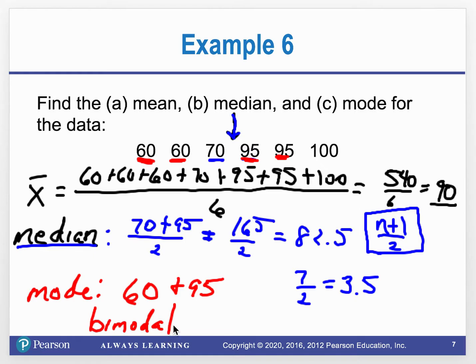It depends on the text you go with. Sometimes they'll allow 3 modes, but in my personal opinion, once you get more than 3 modes, then we're going to say you don't have a mode, because you do not have a value occurring more often than any of the others. Let's say this had been 100. So if you had a 60, 100, 195, you don't have anything occurring more often than the others. But you can have 2 modes. The mode is just the one that occurs most often.